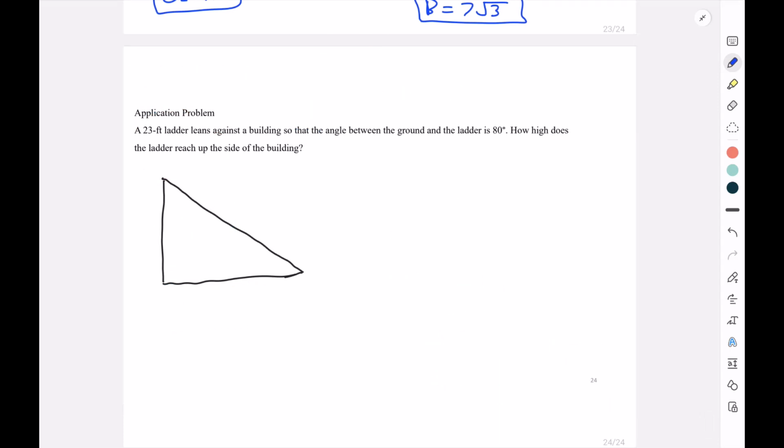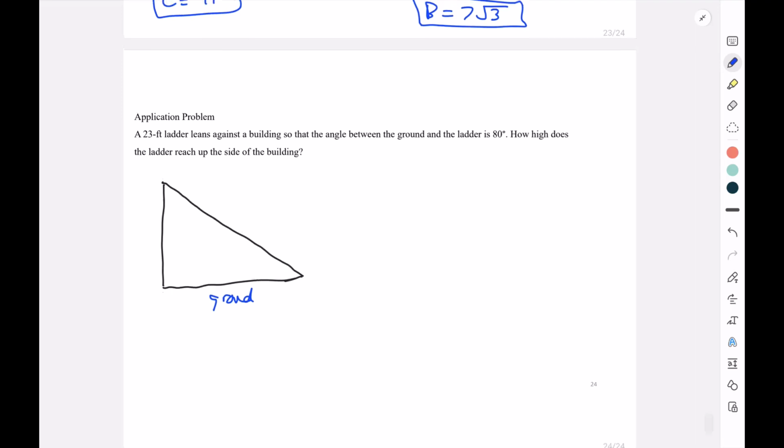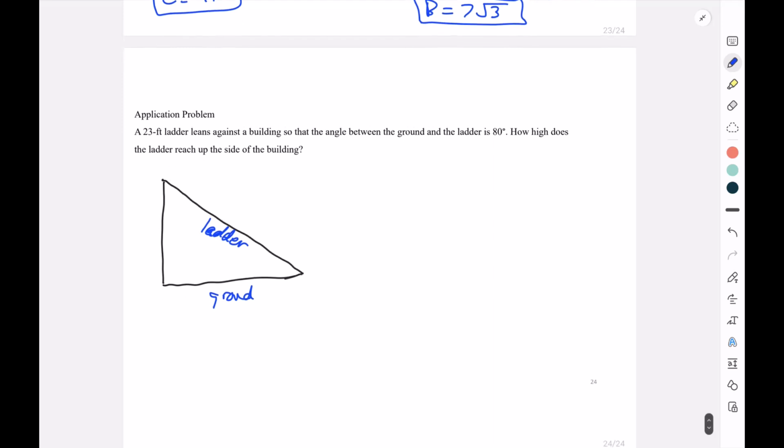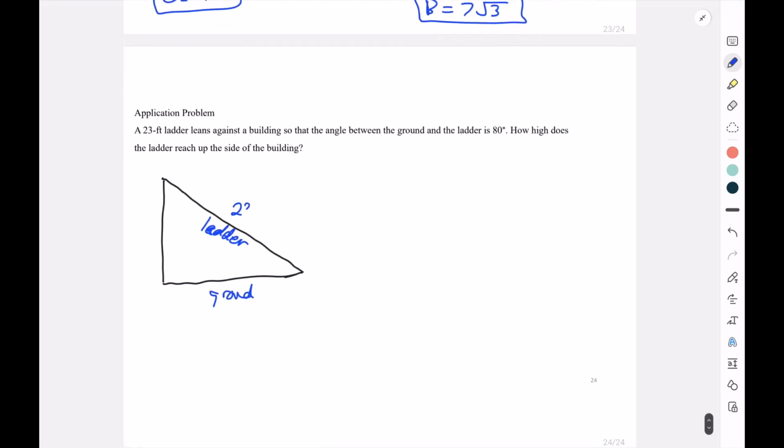So next we're going to look at this application problem. A 23-foot ladder leans against a building so that an angle between the ground and the ladder is 80 degrees. How high does the ladder reach the side of the building? So we know that our ground is our leg. We know that we have our ladder, and so that our ladder will be the 23 feet. And we know that they say that our angle is 80 degrees.